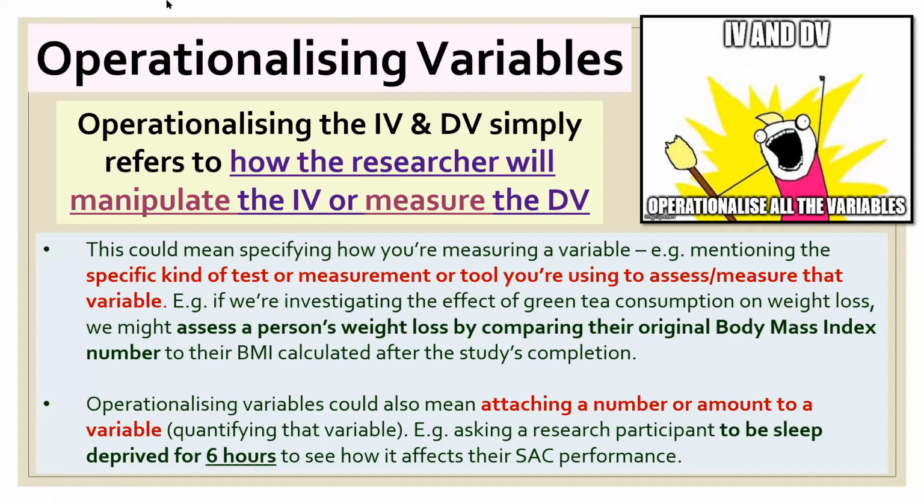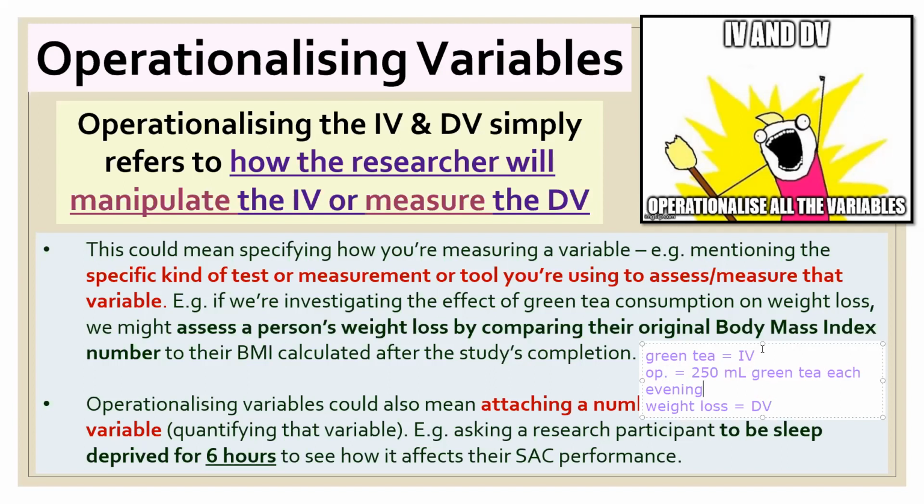Let me just maybe put that into a little text box so we can understand it better. Okay, so in that case, green tea would be my IV and weight loss would be my DV. Okay, this is very simple. The simple IV, simple DV, not operationalized. Now, obviously, if I'm going to operationalize that IV, I could basically say I'm giving my participants each 250 mils of green tea, each to drink each evening. Okay, that could be how I'm operationalizing the variable.